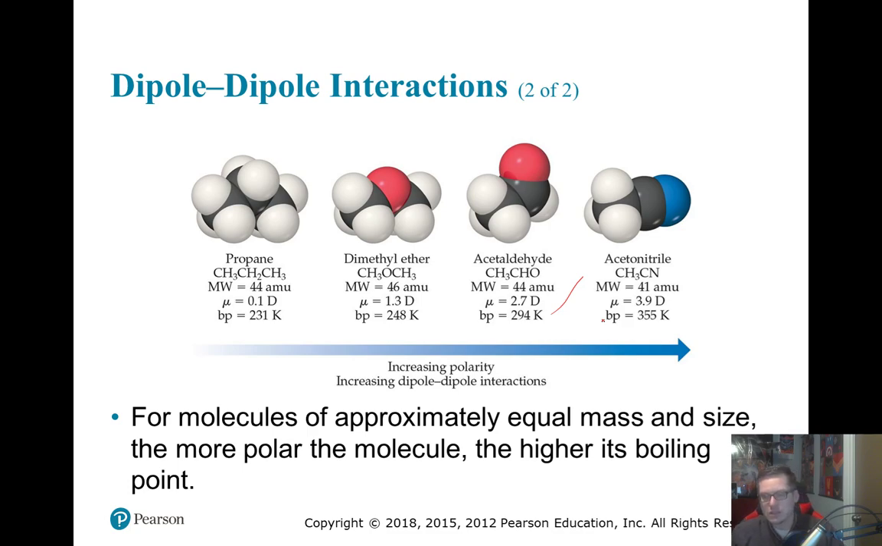They're all kind of like this linear, almost like a short hot dog shape, or a little sausage link shape, is how I view it. So they're all generally shaped the same, and they have the same molar mass. So their boiling point is determined by their polarity.